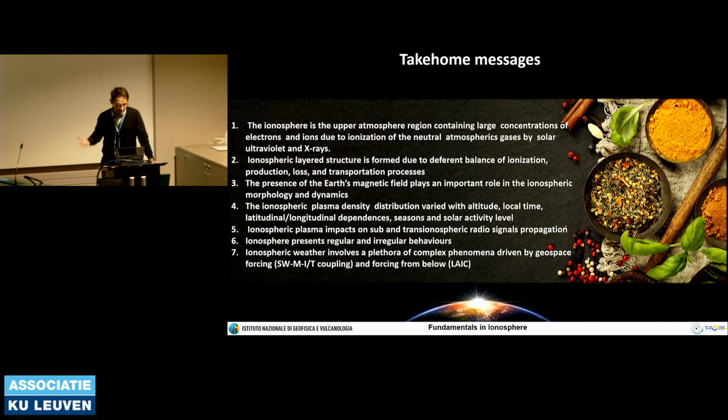And of course, the problem with the ionosphere is that it's a complex environment, made of complex systems in complex interaction among them, and you always have to take into account the coupling with the geospace forcing and the forcing from below.